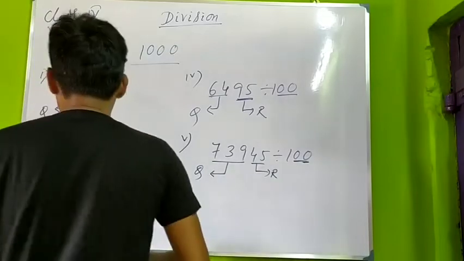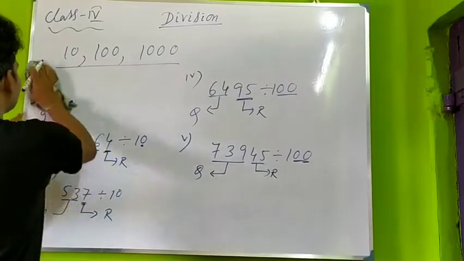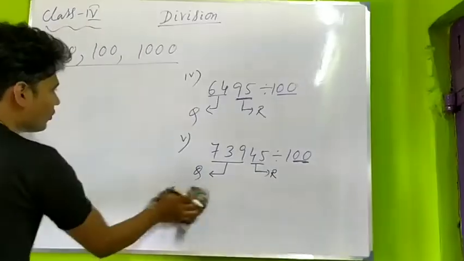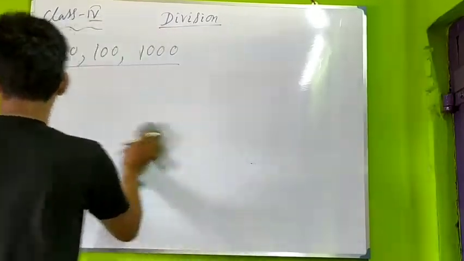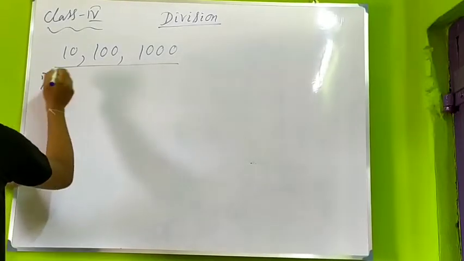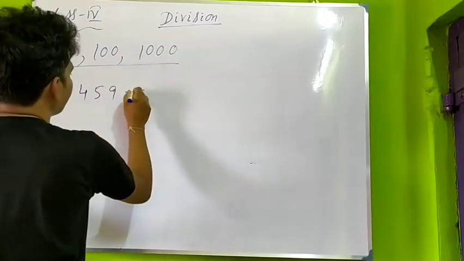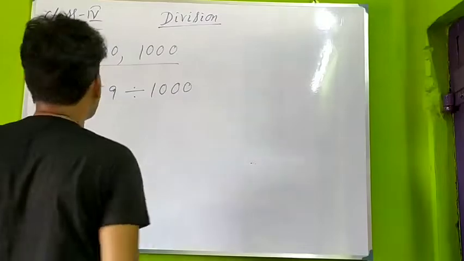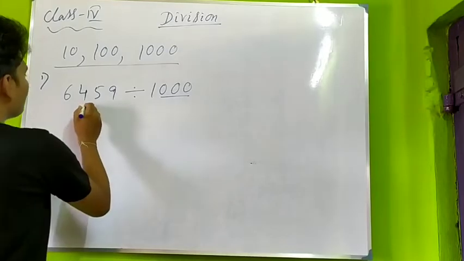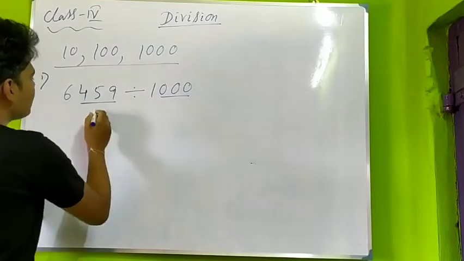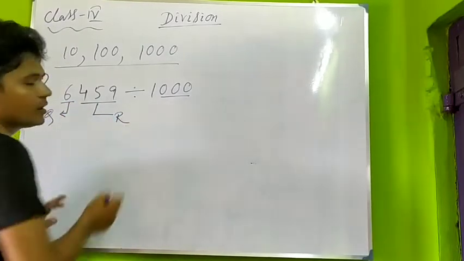Okay, now let's see what happens when we divide any number by 1000. At first you take one number, 6459 divided by 1000. The same method. At first you count how many zeros there are. There are 3 zeros. So the same number of digits will be removed from the right hand side, and the remaining digits represent the quotient, and these 3 digits are the remainder.